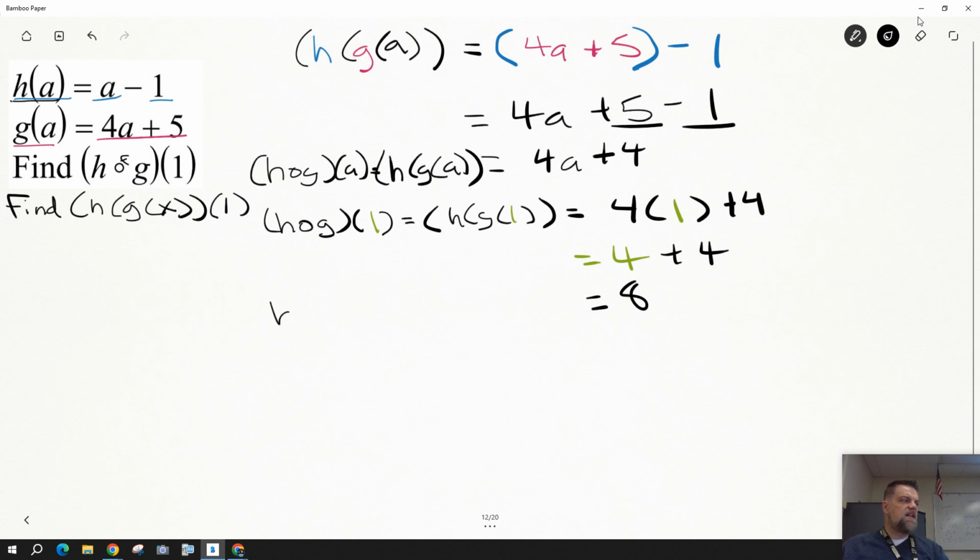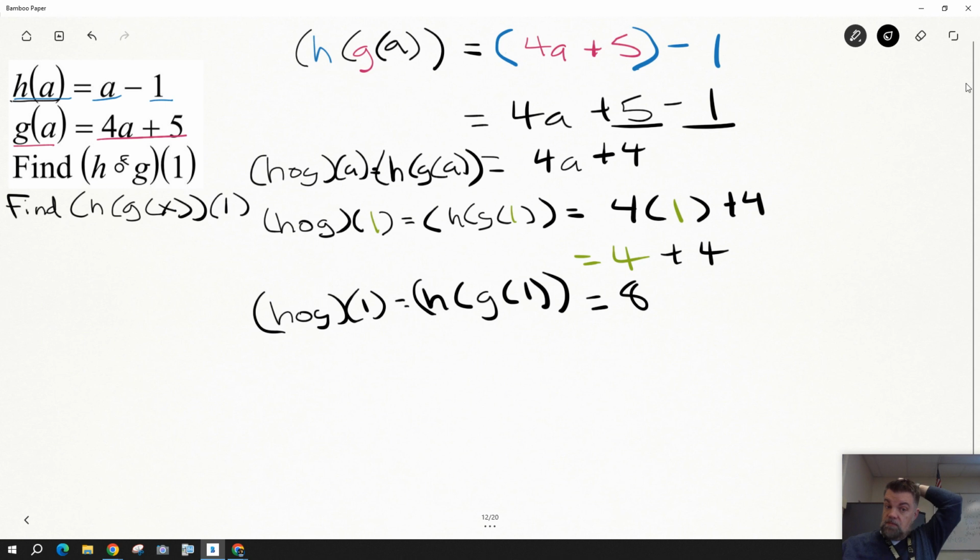So when they say h of g of 1, that's the same as saying h of g of 1. And that equals 8. And that's it. Are there any questions on that one? Okay. So I'll leave that up there for a second.